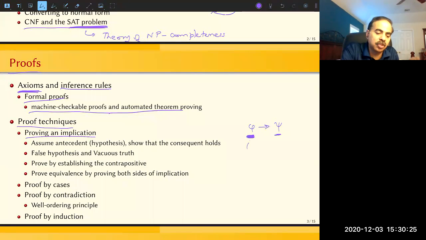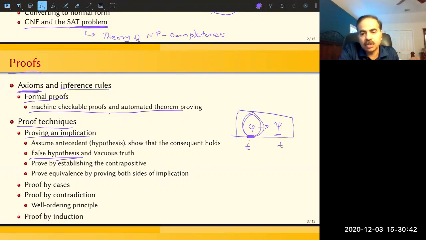So assume that this is true, then if you can show that psi is also true, that means you have proved an implication. So what that means is that if you have a false hypothesis, so if this is just always false, then an implication is always going to hold, because if the hypothesis or antecedent, as it is called, is false, then the implication is always true. And this is called vacuous truth.